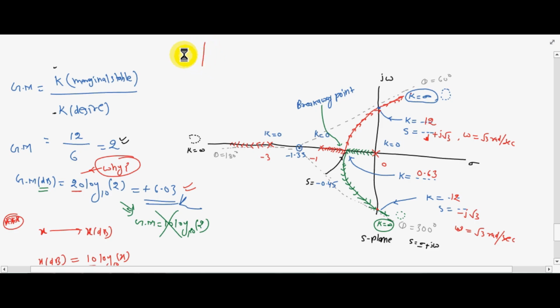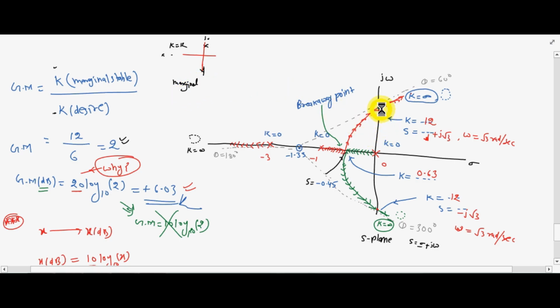When k is equal to 12, our poles are located at this point and this point, on the j omega axis, and one pole may be located at this point. Clear? At k equal to 12, when the poles are located on the imaginary axis, the system is marginally stable. Clear?